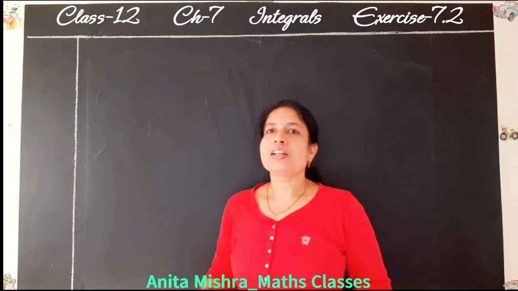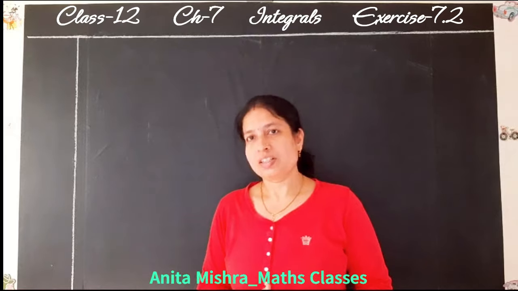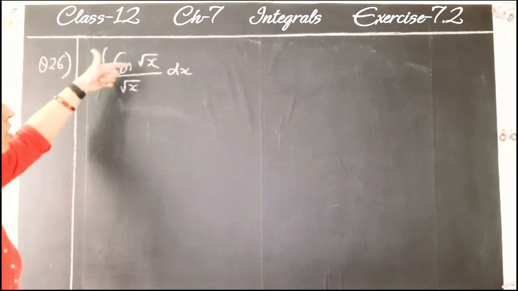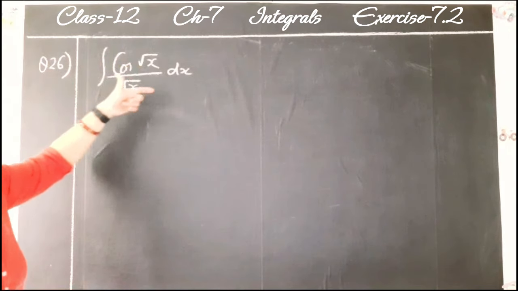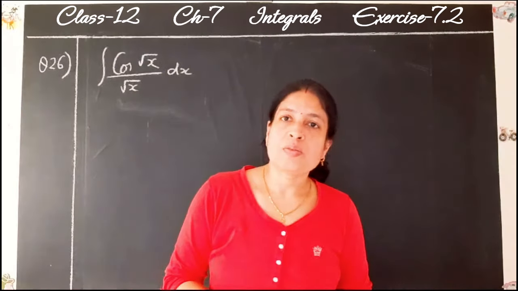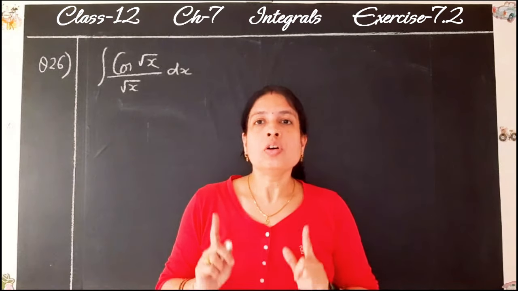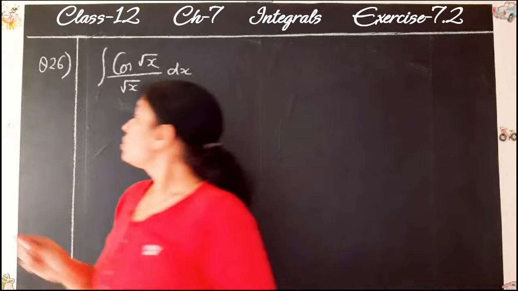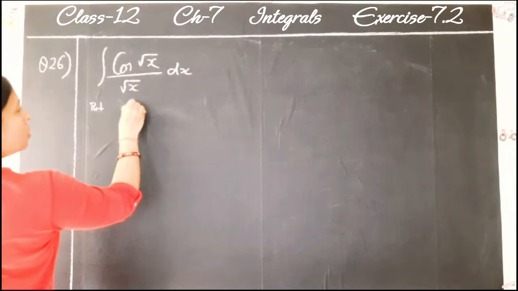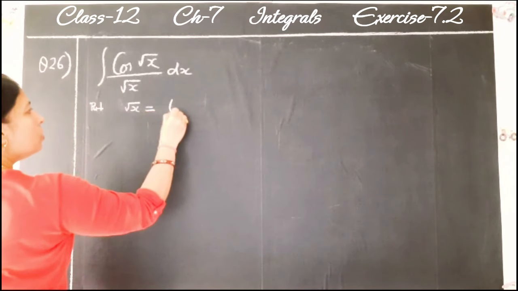Okay, so let us start from question number 26. Question number 26 is integral of cos root x divided by root x dx. First we make this integral into simple form. For this we have to put root x is equal to t.